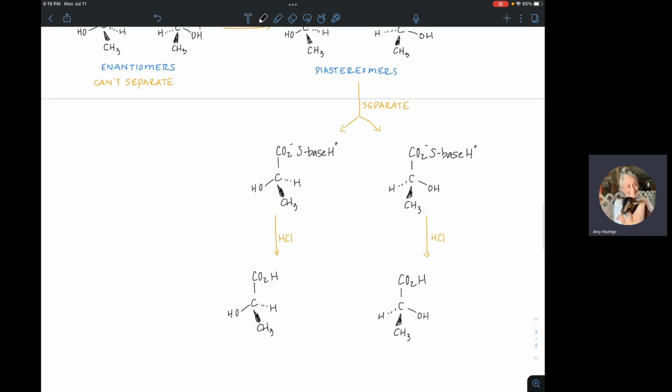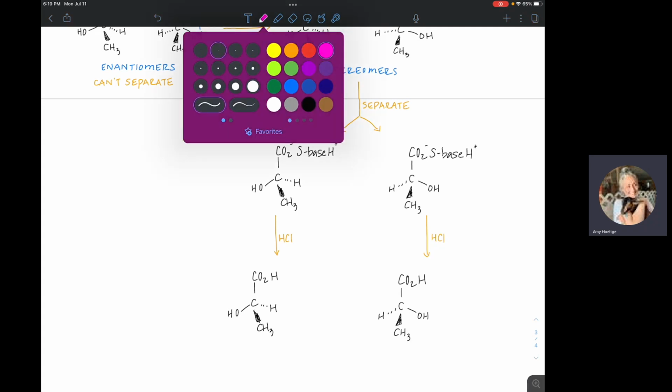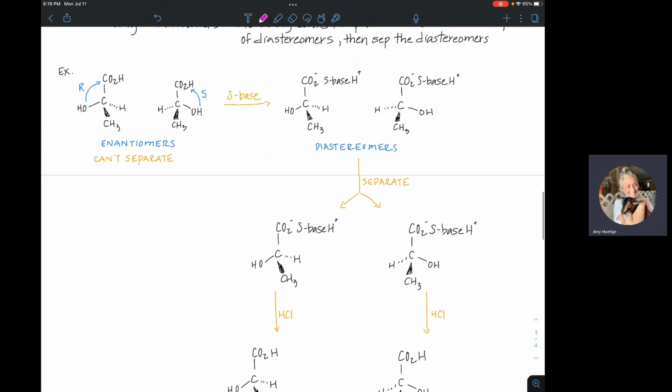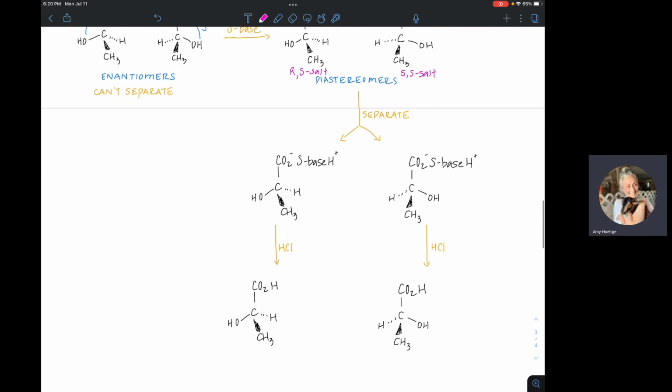And what do I have? I have my RS salt. So essentially you might be sitting there going like, what are you talking about, a diastereomer, right? Here I had an R molecule, but now I have the S salt attached, right? The other one, I had the S isomer, and I have an S salt, right? RS and SS are diastereomers. RS and SR would be enantiomers. So here we have created diastereomers. We're going to separate them.